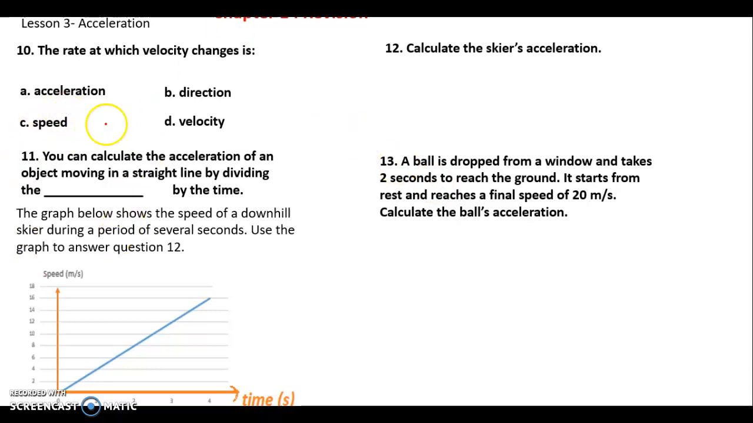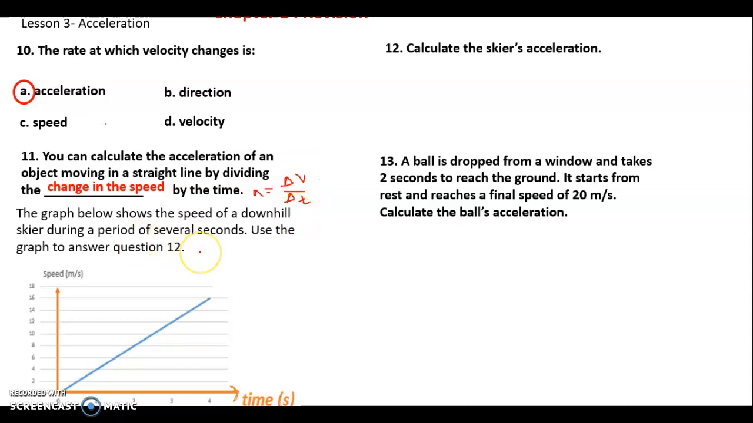Acceleration. The rate at which velocity changes is acceleration. You can calculate the acceleration of an object moving in a straight line by dividing the change in the speed by the time. So here we have the formula that we've been using. A is delta V by delta T. This is what we mean, the change in the speed by the change in the time.